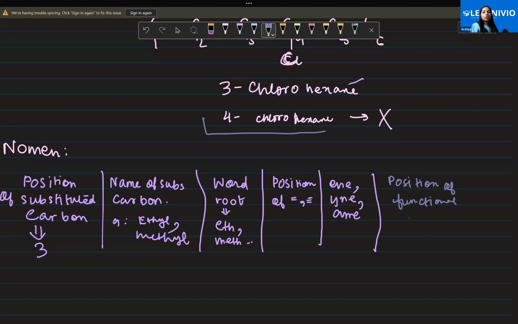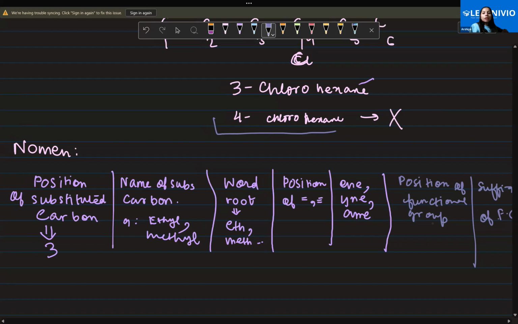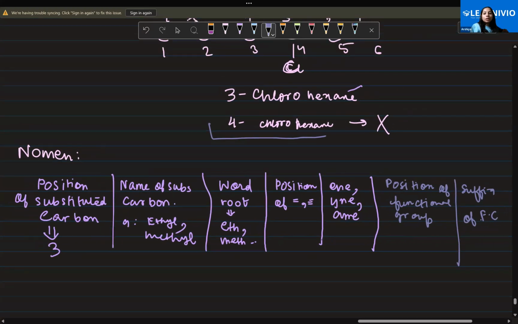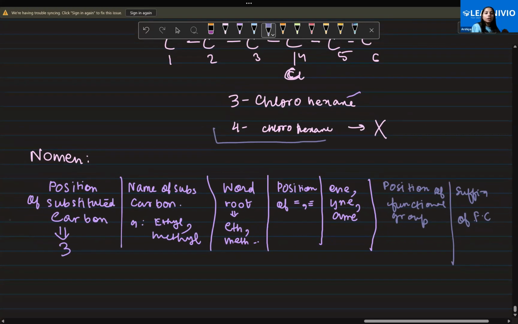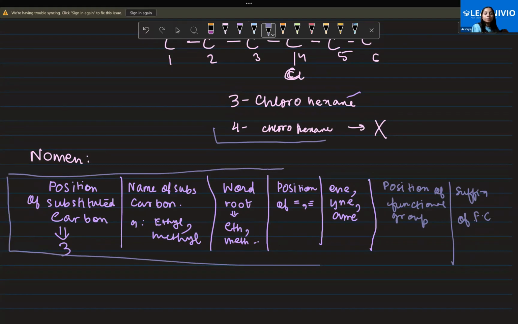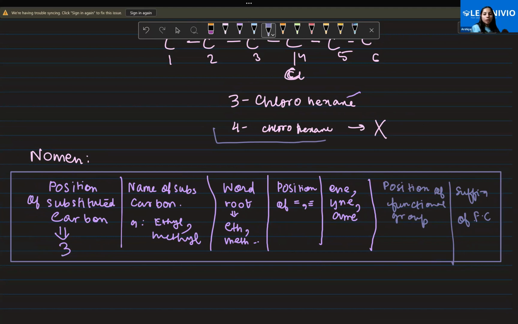The position of functional group, and then the suffix of functional group. So the suffix of functional group, I'm going to write just FC, is the functional group. Okay. So we will use this kind of table, or you can say order, to write down the nomenclature. Now, till here, is it easy for you to understand or is it getting confusing?